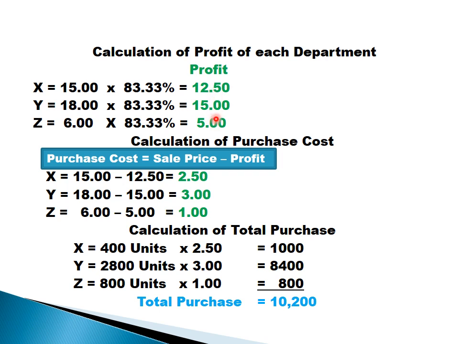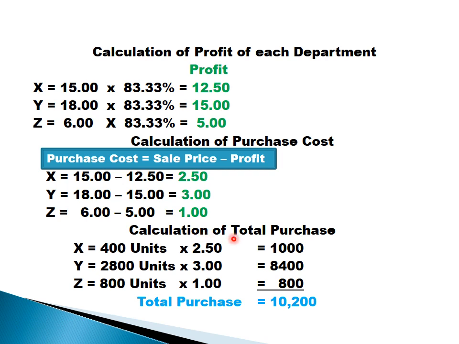So students, first we calculated the total profit. Next we calculated each department's profit. Next, calculate purchase cost. Purchase cost formula, sale minus profit. Sale price of department X 15 rupees minus profit, you get cost 2 rupees 50 paise. So sale minus profit. Similarly, Y purchase cost 3 rupees. Z purchase cost 1 rupee. So these are the purchase costs per unit.